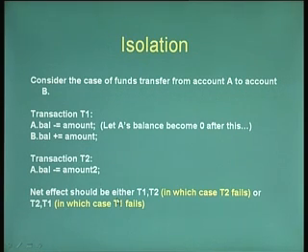So the net effect should be either T1 precedes T2, that is T2 begins operation only after T1 has completed, in which case T2 will fail, or T1 begins operations after T2 completed. It does not matter which is the serialized schedule that we want, is it T2 after T1 or T1 after T2. So in either case one of the 2 transactions will fail, that is either the withdrawal will fail or the wire transfer will fail.